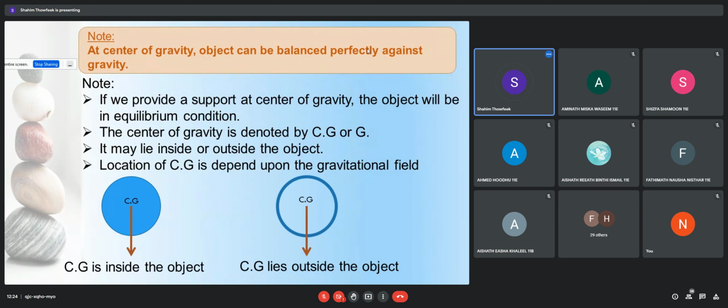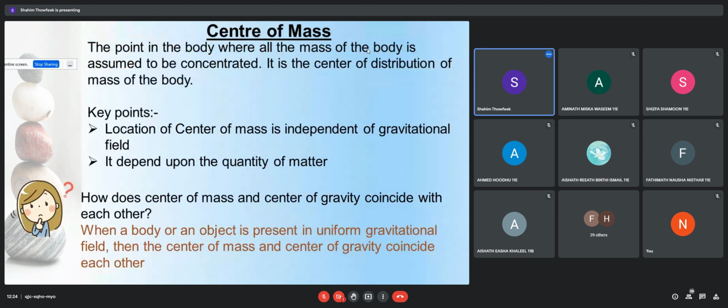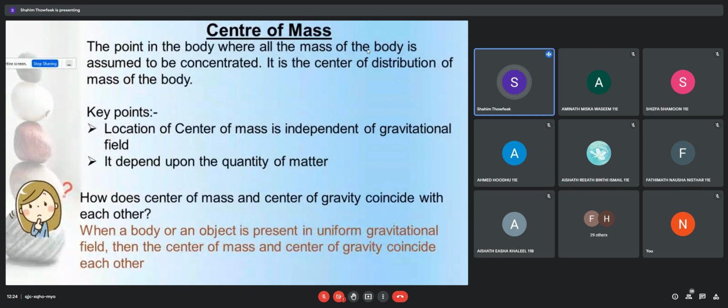It may change according to the gravitational field. Okay, now we'll see what is center of mass. Is it the same as center of gravity? Those are questions you can ask. Yes, it is not the same as center of gravity. A completely different definition is there.